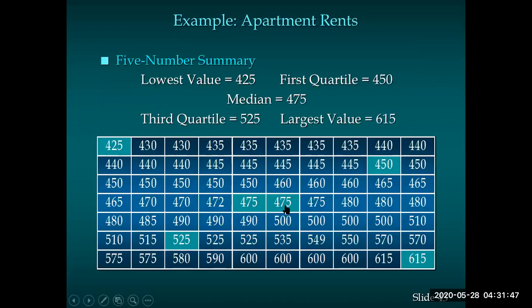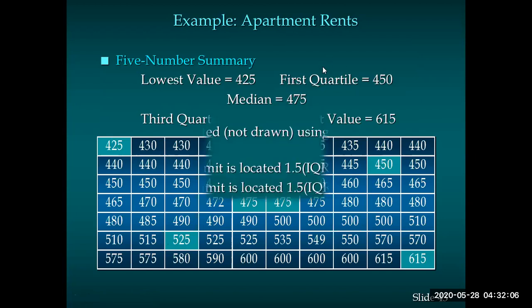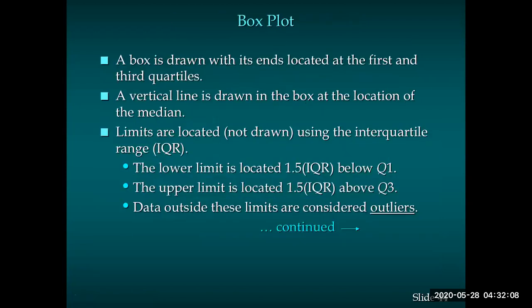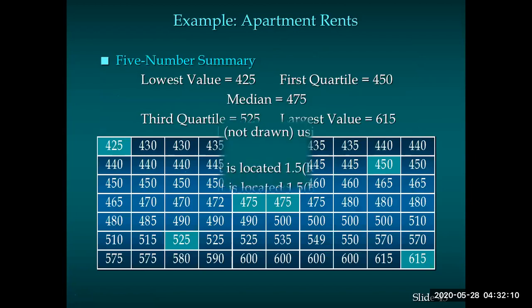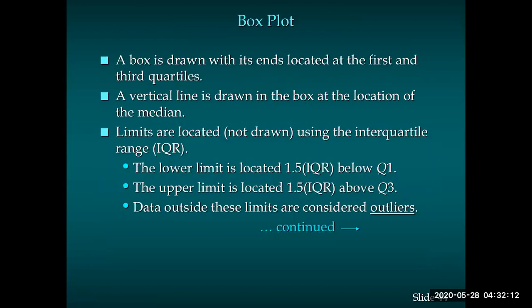So let's just remind ourselves of this. This is the same data that we have been discussing. This is the smallest data value, and this is the largest data value. This was our first quartile, this was our second quartile, and this is our third quartile. So we have the 5-number summary. Now, using this 5-number summary, we can very easily make a box plot.